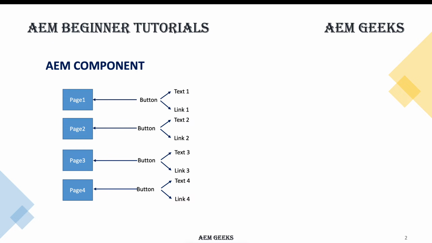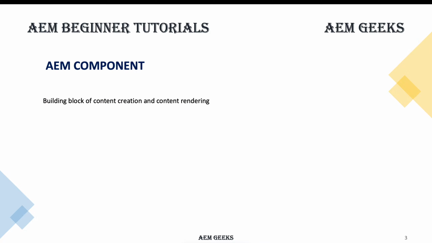So what we'll do is create a component which has a UI to add your custom content, and you can drag and drop that component over a page as many times as you need. Using that custom UI, you can add your specific content to it. This is achieved by an AEM component.